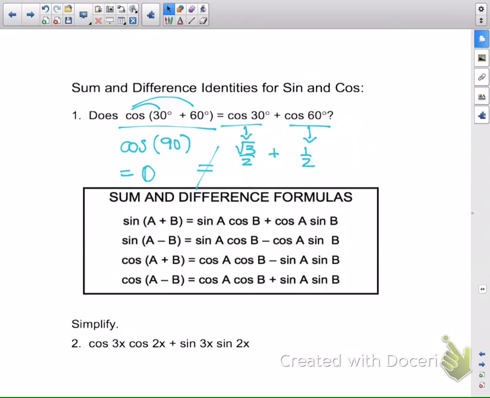You may not distribute a cosine. It doesn't work like that mathematically. Okay? So basically what our sum and difference formulas are saying, since you can't distribute your cosine and actually have it work out to be equal, this is basically the long form of the distribution if you needed to separate them into pieces. There's a whole proof for it. Most of us don't want to see that because there's one for every single one of these.